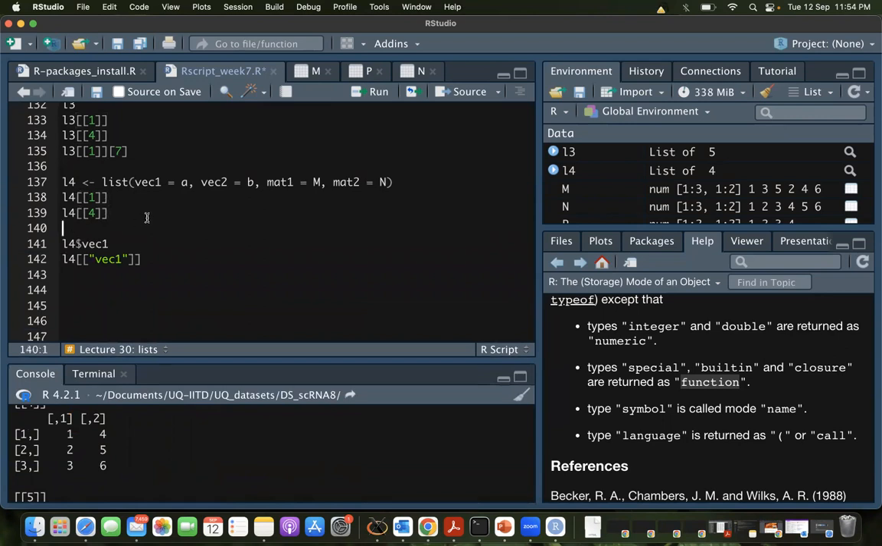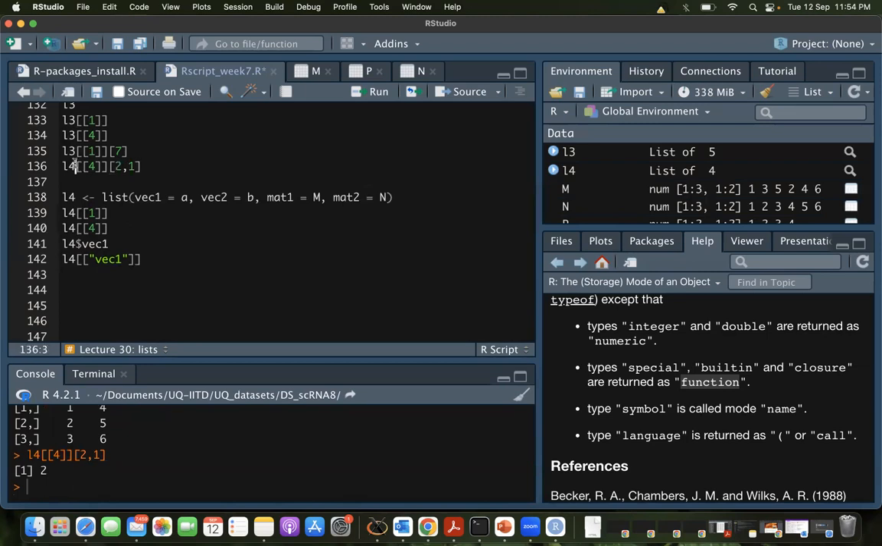So for example, I'll just write L4 here. This gives me a matrix, right? Now, if from this matrix I want to extract the element 2, I can just say it's my second row, first column. So it's going to give me 2 here. Once you extract a particular element, that element becomes just like your normal matrix or normal vector. So you can extract its elements just like you normally do.